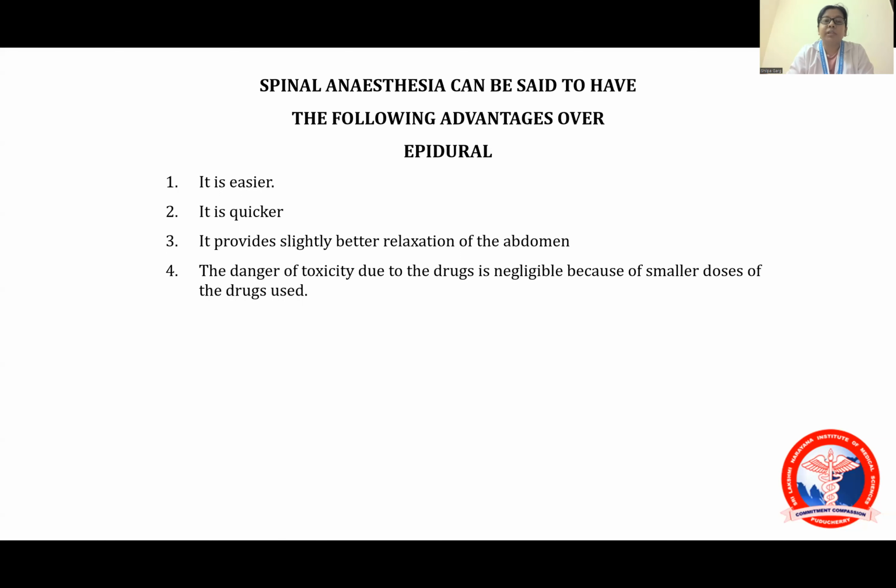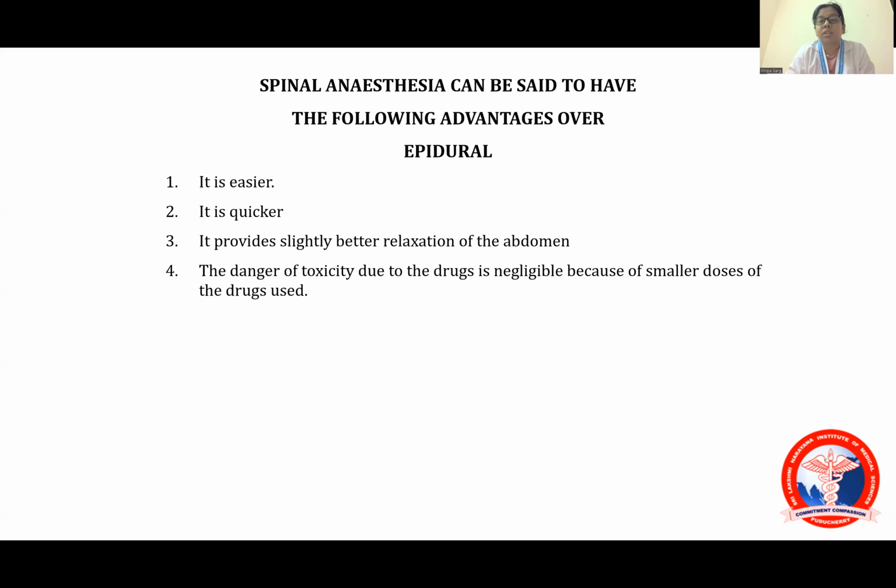So let's enumerate some beneficial effects of spinal anesthesia. They can be said to have the following advantages over epidural. What are the advantages? Spinal anesthesia is easy, it is quick, and it provides slightly better relaxation of the abdomen. Whereas epidural anesthesia is a little lengthy procedure, and the onset of analgesia by epidural anesthesia is slightly long. So we have to wait longer. The surgeon has to wait longer in case of epidural anesthesia.